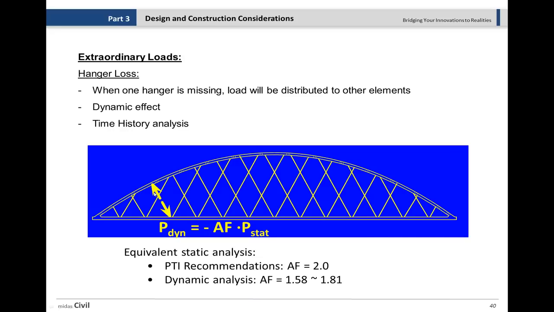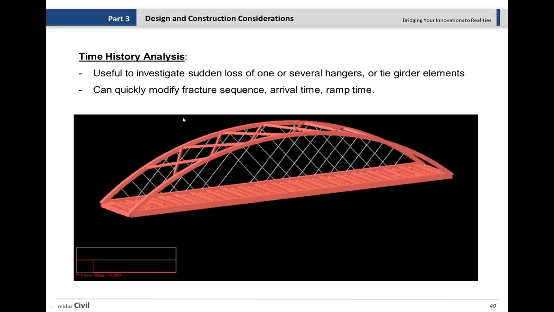We have also a dynamic effect on the structure, because the hangers have pretty high stress in them, and if we are losing one of those, we're going to have extra forces in the reverse direction, as you see the flash is showing here, and we have to consider that dynamic effect. So how to consider that dynamic effect? You can simply apply a static load and then apply some amplification factor, or if you want to see the real behavior of a structure, you better do the time history analysis.